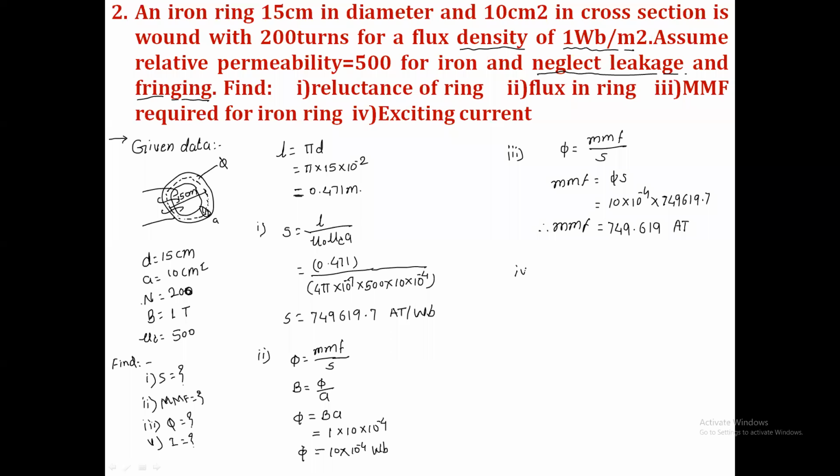And then the fourth one is, as we have to calculate the exciting current, we use MMF is equal to N into I. So 749.619 is equal to N, which is 200, into I. So I is equal to 749.619 divided by 200. So I is equal to 3.748 ampere.